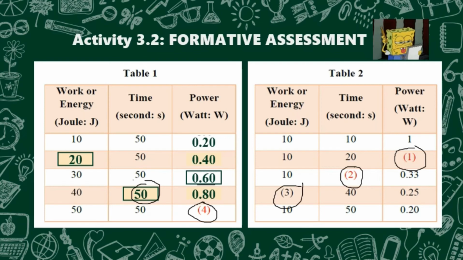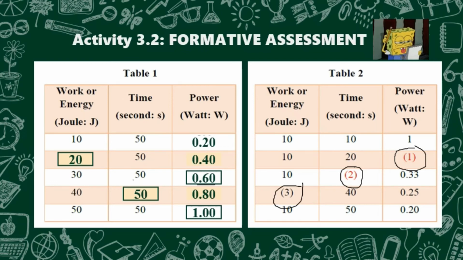Yan. So, isa na lang ang hindi natin nasosolve sa table 1. Okay? Sa table 1, ano ulit ang nawawala? Ang nawawala ay power sa number 4. Okay? Last number na tayo sa table 1. So, again, para makuha si power, divide natin si work kay time. 50 divided by 50 equals, correct, 1. Okay? Or 1.00.